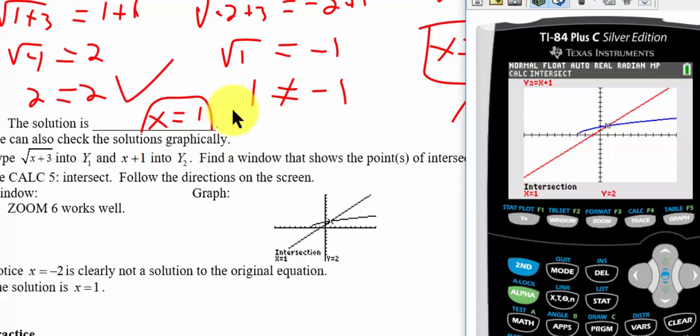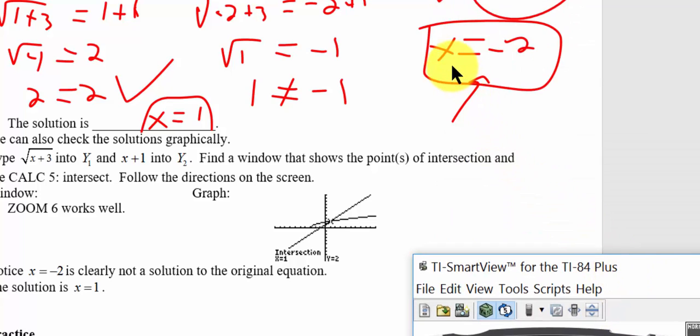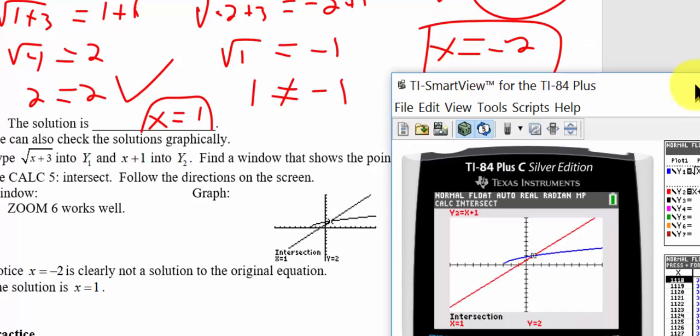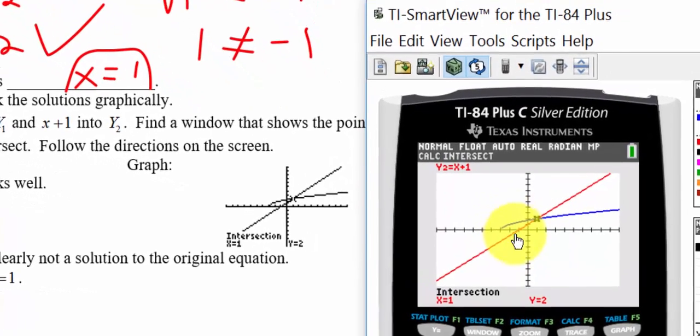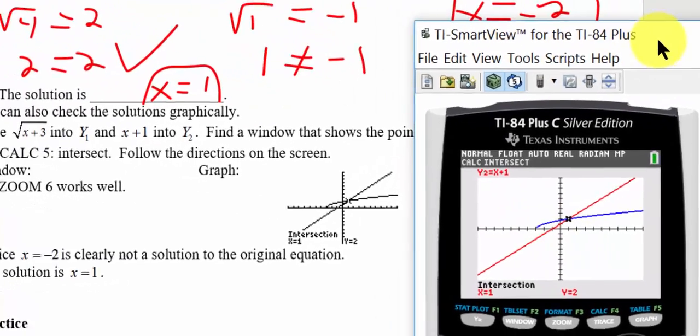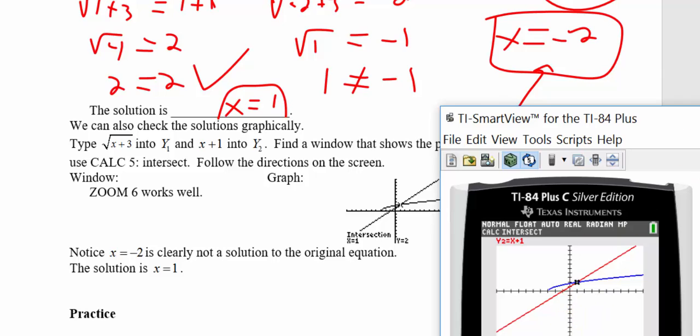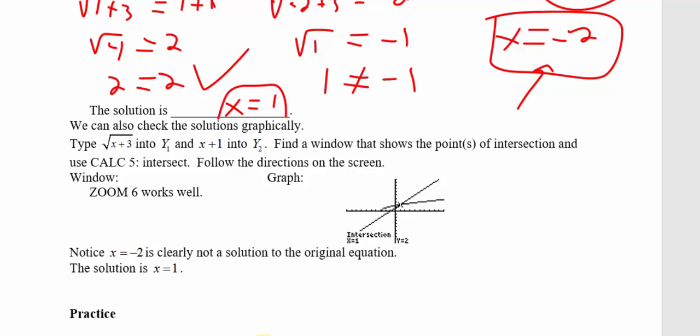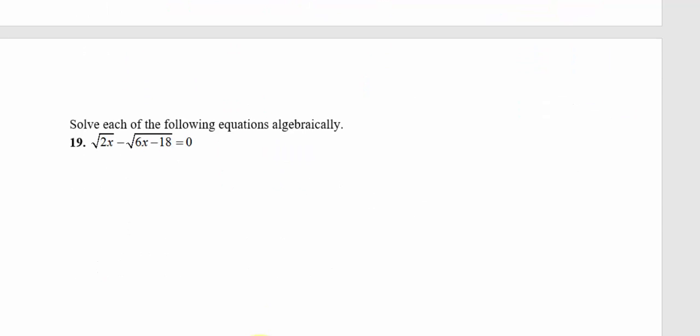So x equals 1 is a solution, and you'll notice we were wondering, is x equals negative 2 a solution? If you go to negative 2, you'll notice there's no intersection. So x equals negative 2 is not a solution to the original problem. It's extraneous, okay? So let's squeeze in a practice problem or two.